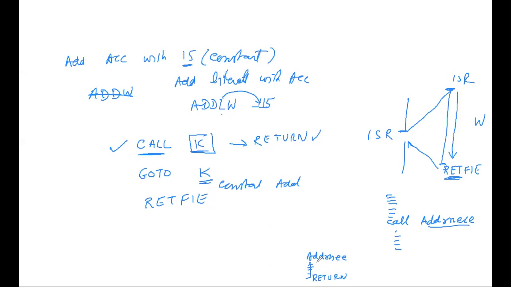But if you want something to return from this function, you can use another type of return, which is the RETLW K. This returns a literal into the accumulator. When you go back into your main program, this is going to return back some value.